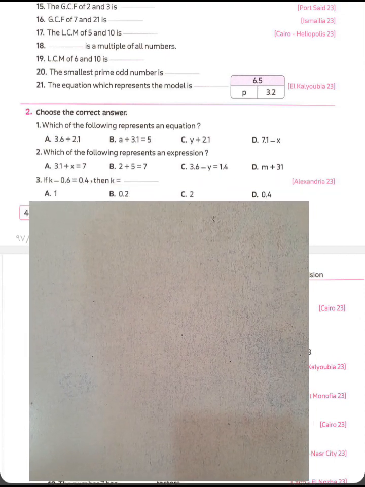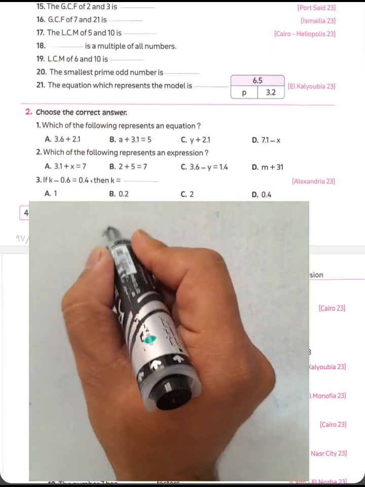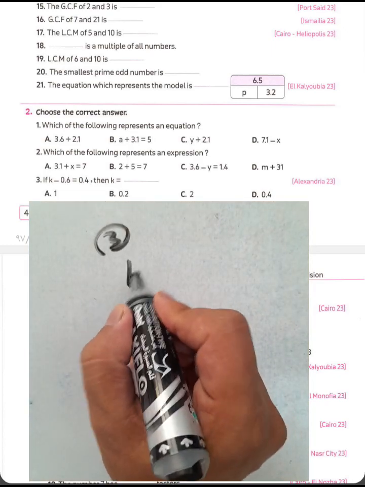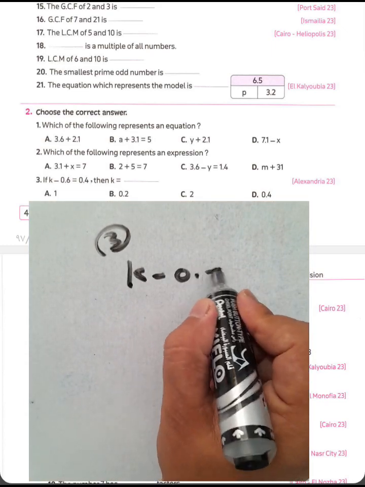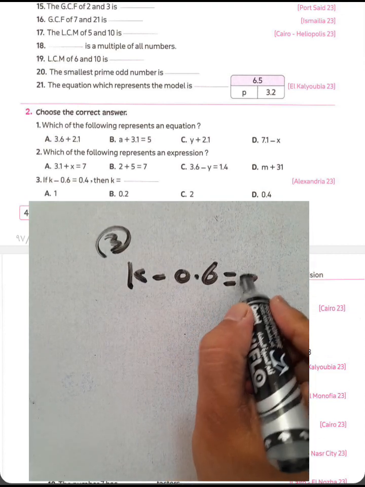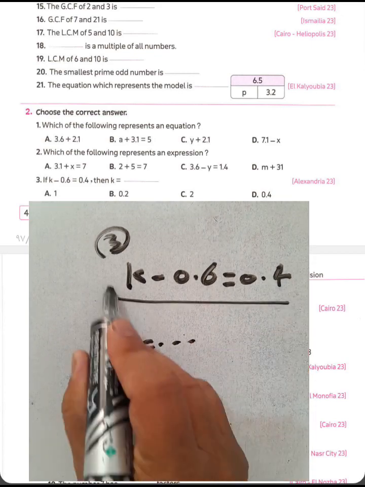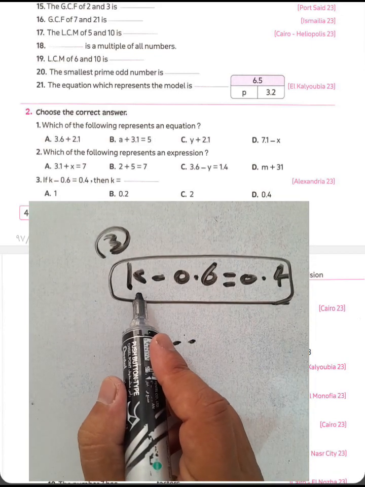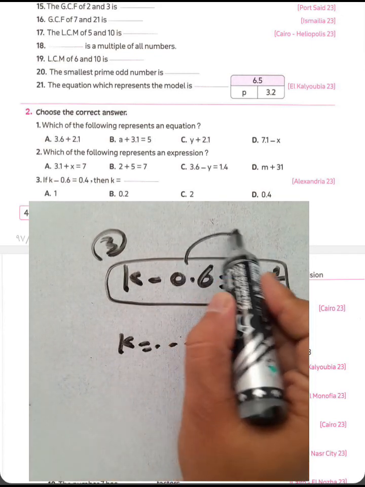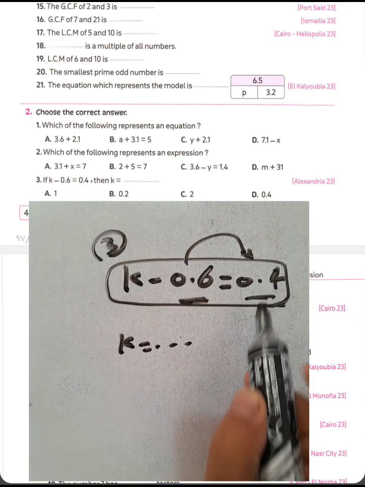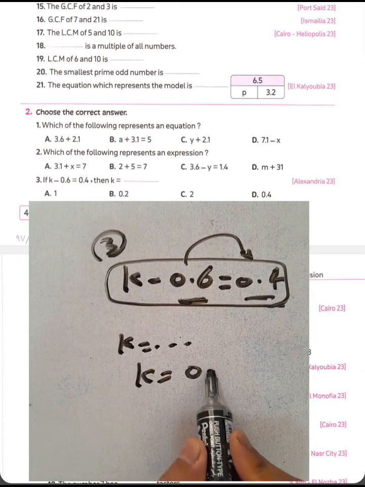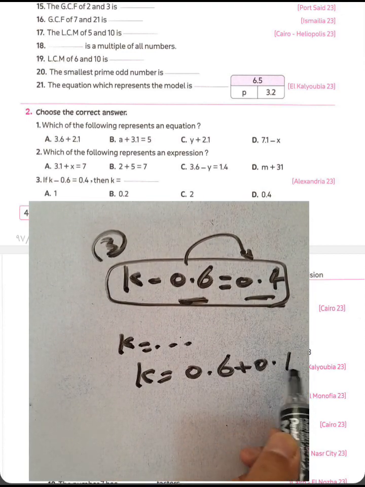Question 3, if k subtract by 0.6 equals 0.4, then k equals what? K here we called it the minuend. To find the minuend, you must add the subtrahend to the difference. Then k will be equal 0.6 plus 0.4.